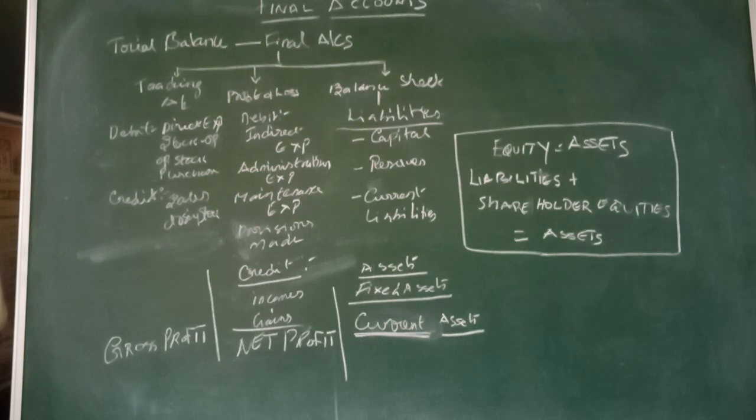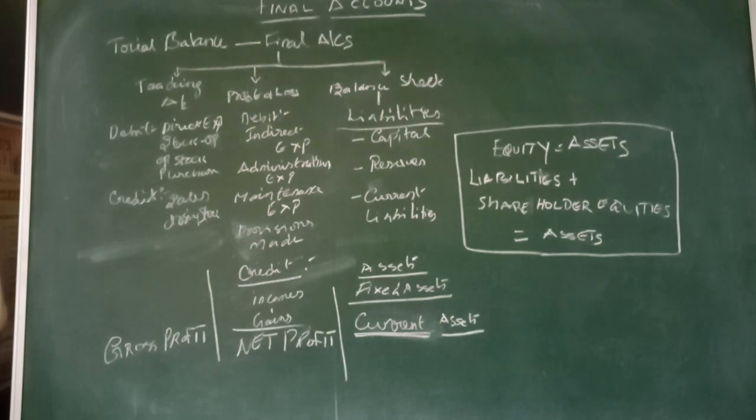Then the other one is the P&L account, where we debit indirect expenses. If you are debiting indirect expenses in the P&L account, then where should you take the direct expenses? In the trading account and manufacturing. Before trading, we have another item called manufacturing expense. I will explain it separately.